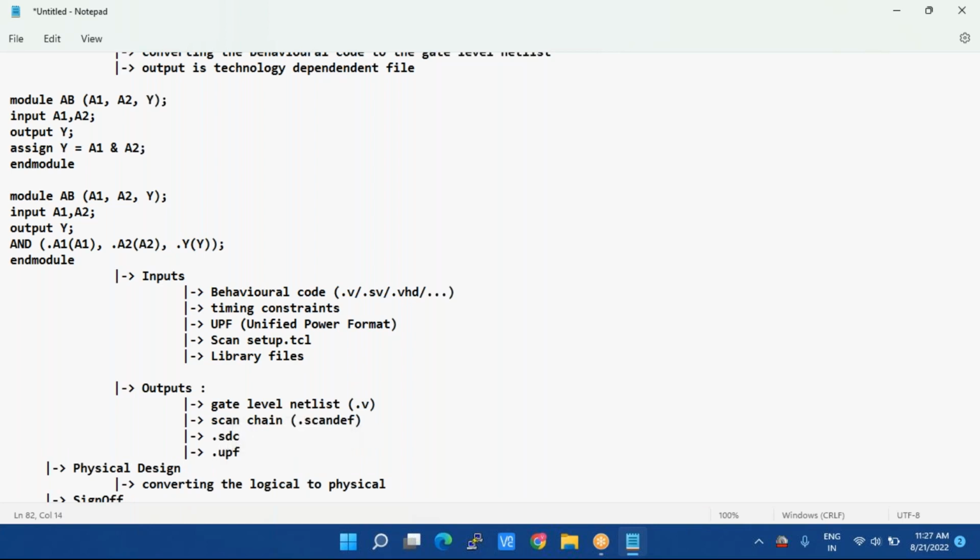So initially the inputs, everything we are writing, will be with respect to the behavioral code. Now the output of that synthesis tool will be with respect to your gate level codes. Clear so far?